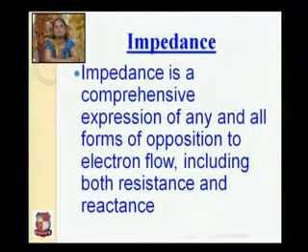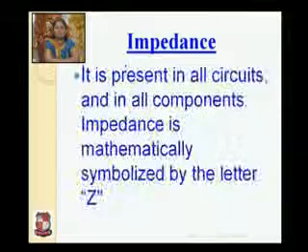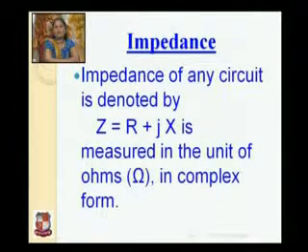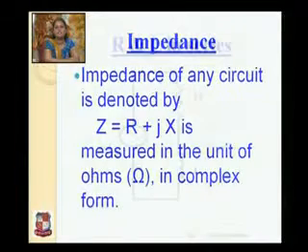Now impedance. Impedance is the comprehensive expression of any and all forms of opposition to the electron flow, including both resistance and reactance. It is present in all circuits and in all the components. Impedance is denoted by letter Z. Impedance of any circuit is denoted by the equation Z equal to R plus jX, measured in the unit of ohms in a complex form. R is the real part of impedance and X is the imaginary part of impedance. So R plus jX is the rectangular representation of impedance.